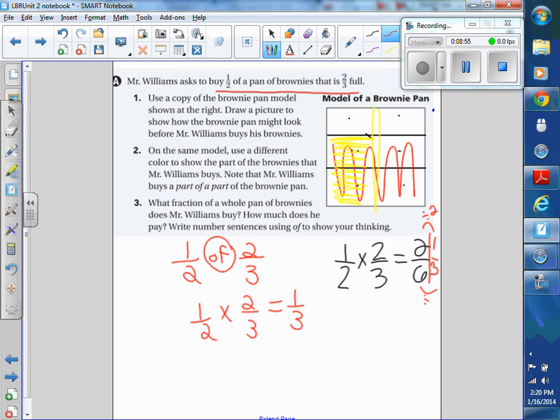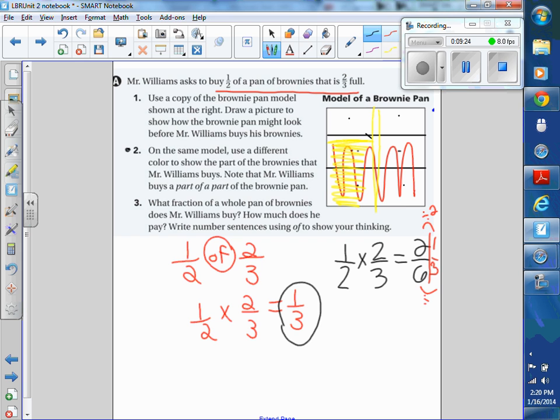Okay, so we're good on how the brownie pan might look before Mrs. Williams buys the brownies. That was the red. And then when she buys the brownies, on the same model, that's number 2. So the number 2 is the overlap. And then number 3 is the final answer. And if it costs $12 for that pan of brownies, how much did Mrs. Williams have to pay? Sebastian? $4.